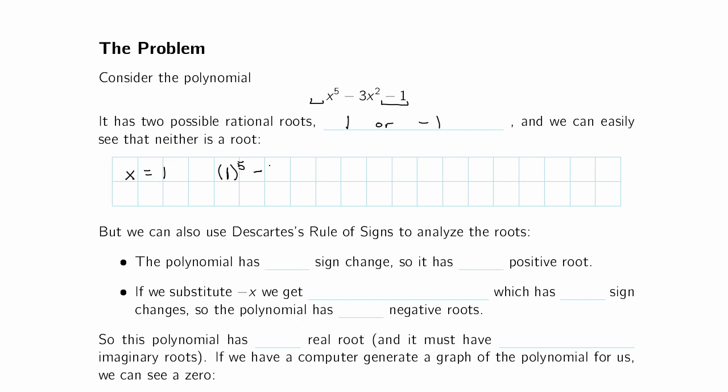If I plug in x equals 1, I'll have 1 to the 5th minus 3 times 1 squared minus 1, which works out to -3. If I plug in x equals -1, I'll have -1 to the 5th minus 3 times -1 squared minus 1, which works out to -5. And neither one of these is 0. So these are not roots.